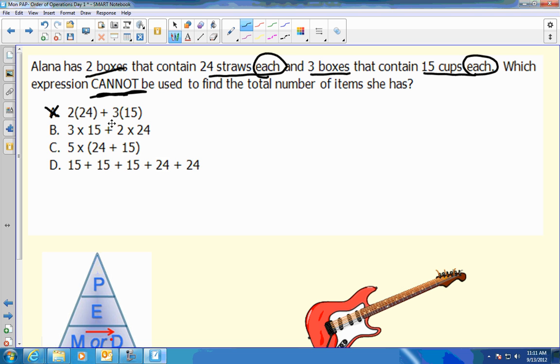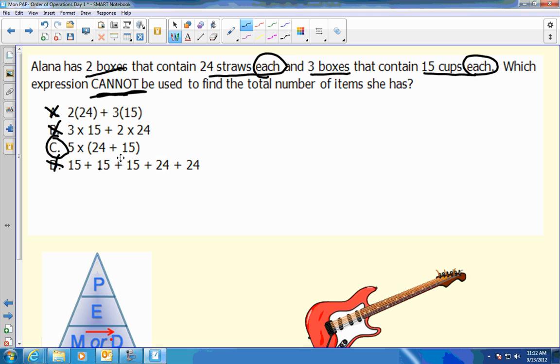I'm going to cross it off. 3 times 15 plus 2 times 24, all that is this over here, this over here, with a different multiplication symbol. Sounds good to me. 5 boxes of 24 plus 15. Well, if I do this first, 24 plus 15 is 39, and that means I have 5 boxes of 39. That doesn't really sound right to me, so I'm going to look at my next one. 3 boxes of 15, 2 boxes of 24. Sounds good. I think C is my answer.